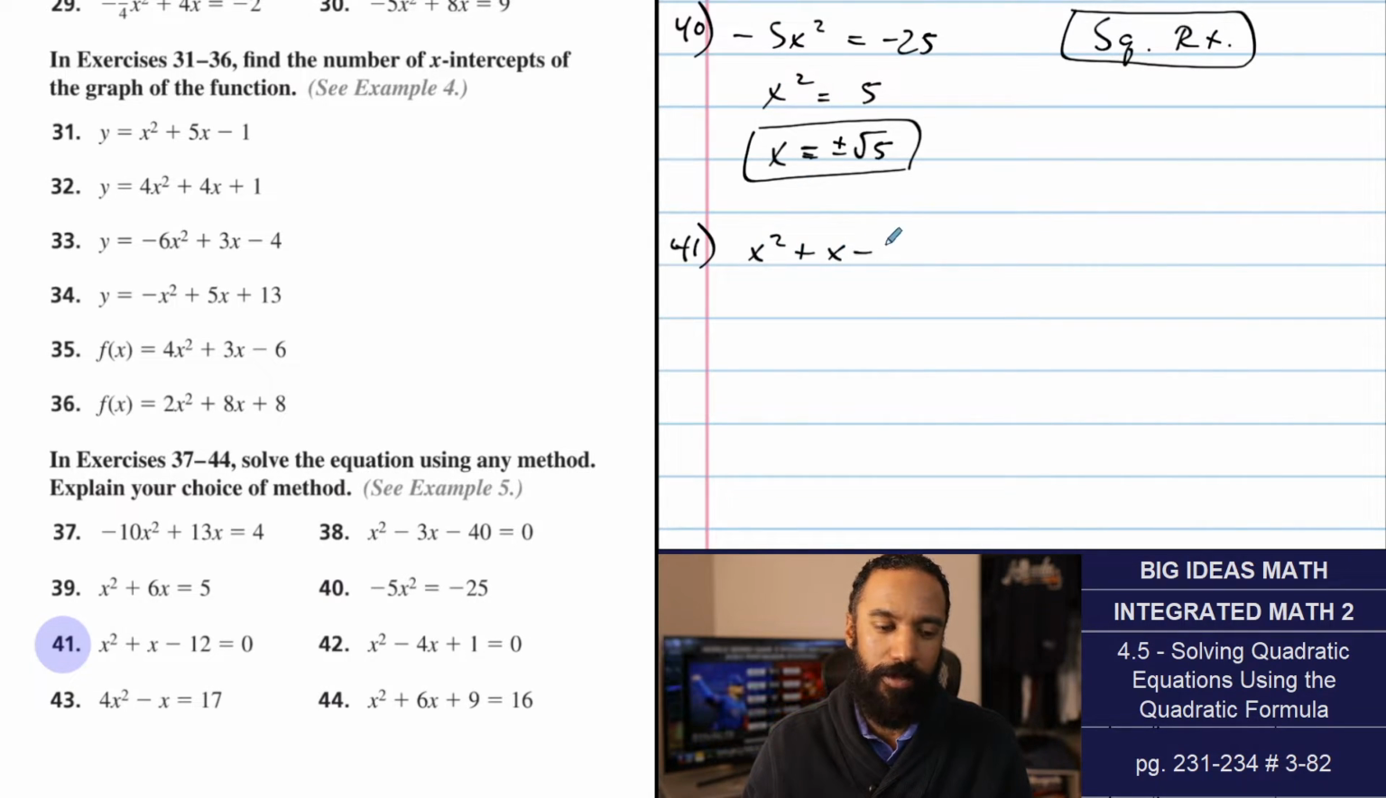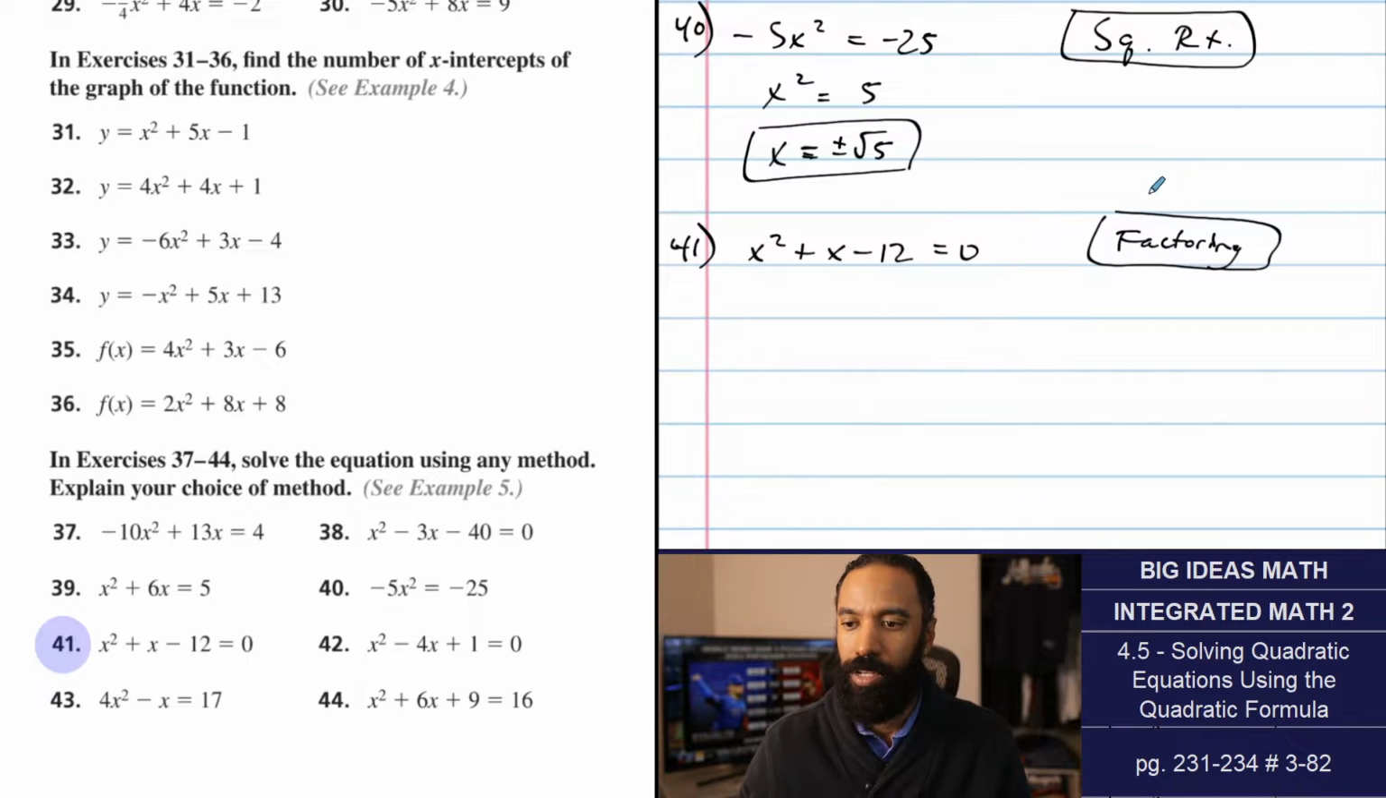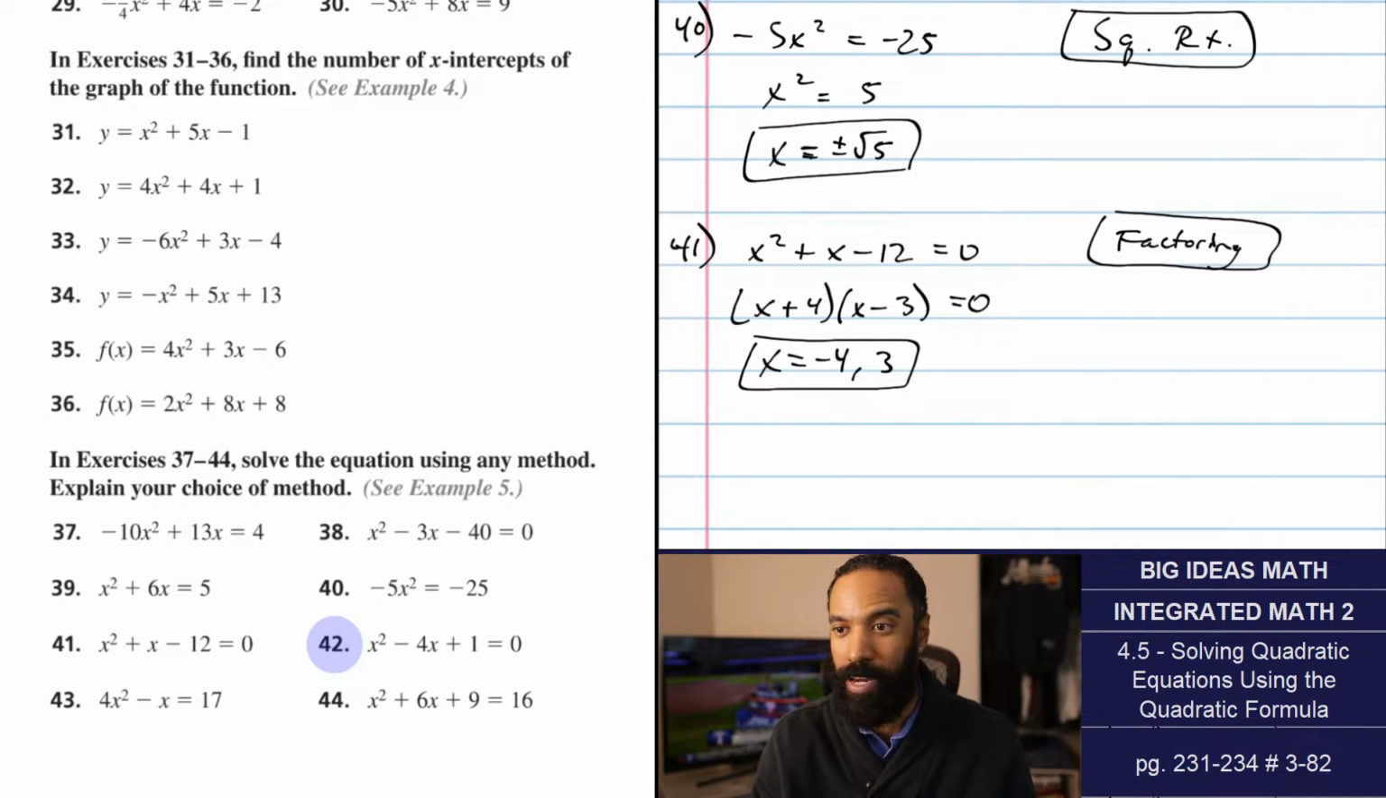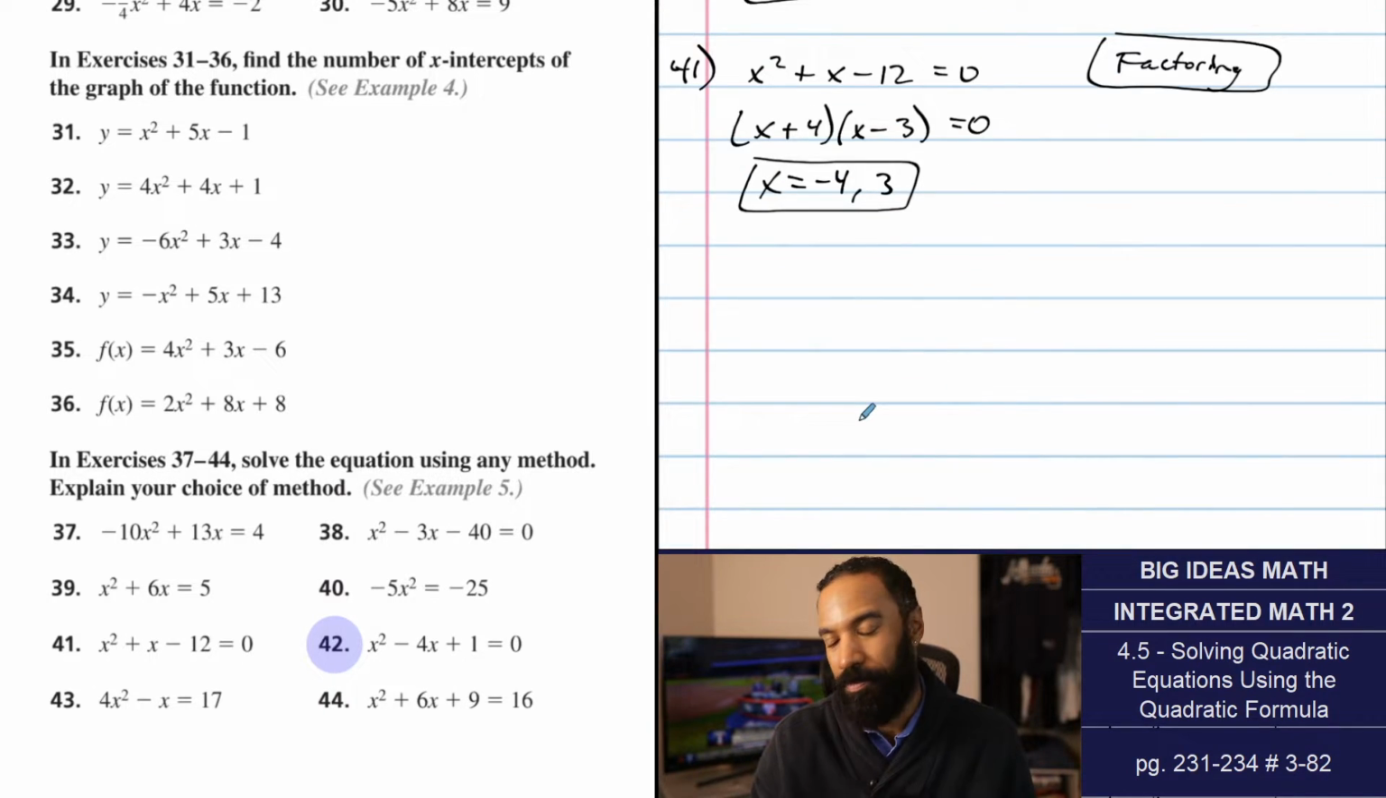X squared plus x minus 12 equals 0. This is factorable. So I'm going to factor. So this factors into x plus 4 times x minus 3. Where we get x is negative 4 and 3. They would recommend that for you too. That first one, they would recommend quadratic formula. They say it's not easily factorable. Clearly, by me not factoring to begin with kind of indicates that. That was my mistake, I just gave up early.